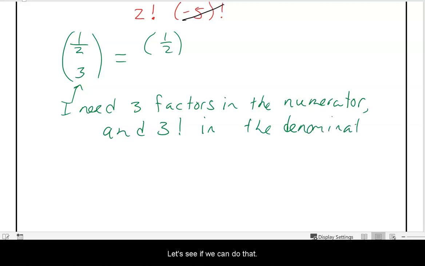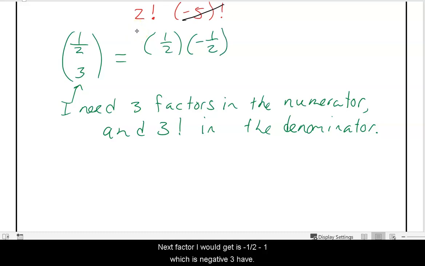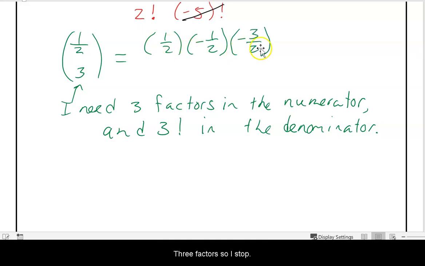Let's see if we can do that. Each time I multiply by a factor, it's got to be the previous factor minus 1. If I take 1/2 and subtract 1, the next one I get is -1/2. The next factor I would get is -1/2 minus 1, which is -3/2. That's 3 factors, so I stop. And I'm going to divide this by 3 factorial.